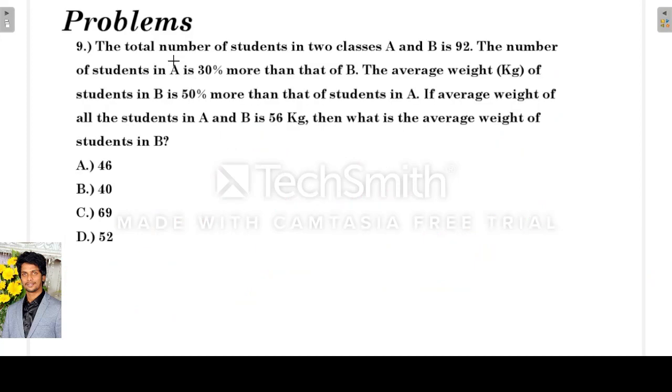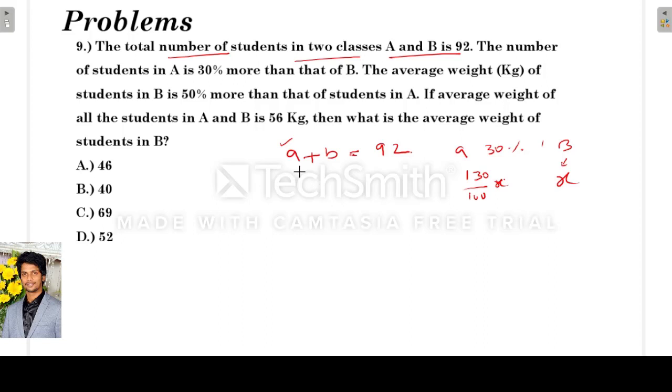So next, the total number of students in two classes A and B is 92. So let us say A will be the number of students in class A and B the students in class B. They are telling the number of students in A is 30% more than that of B. So if we take the number of students in B as X, then the number of students in A will be 30% more, right? Then 130 by 100 into X.